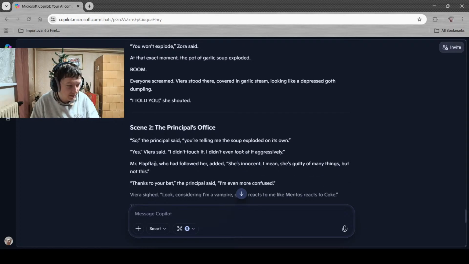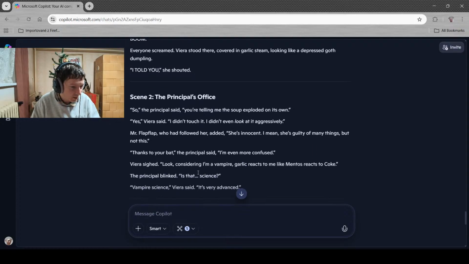Scene 2, the principal's office. So, the principal said, you're telling me the soup exploded on its own? Yes, Viera said. I didn't touch it. I didn't even look at it aggressively. Mr. Flap, who had followed her, added, she's innocent. I mean, she's guilty of many things, but not this. Thanks to your bet, the principal said, I'm even more confused.